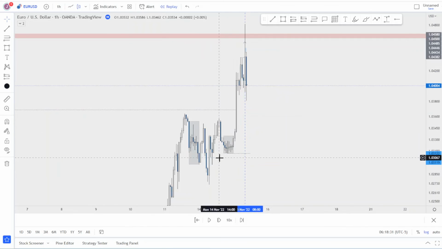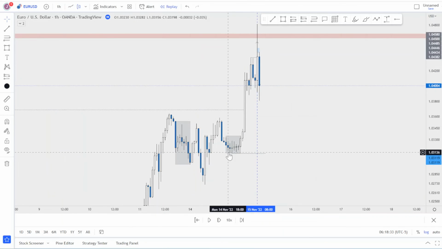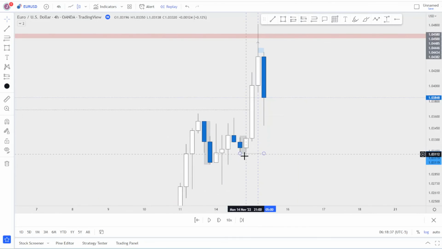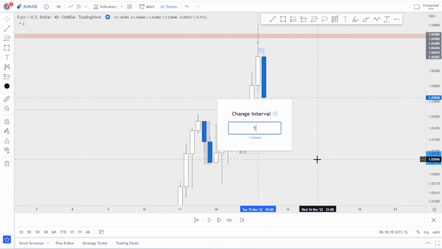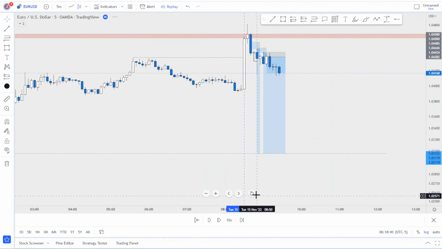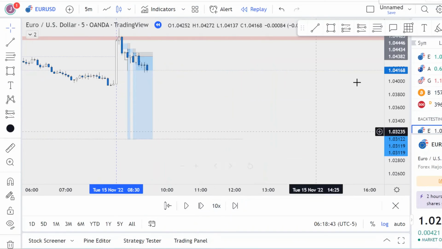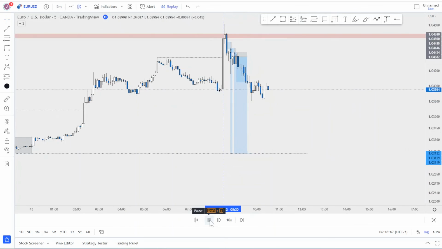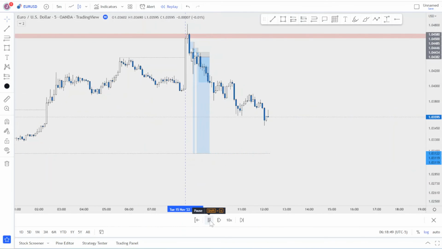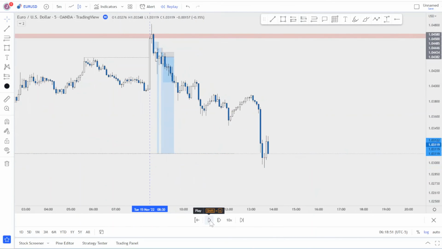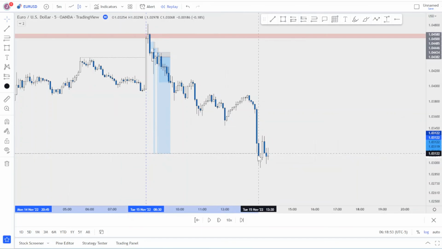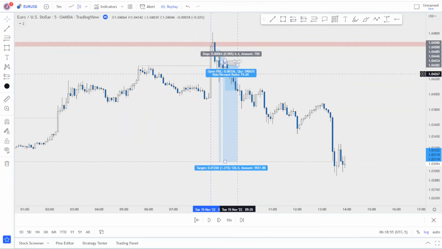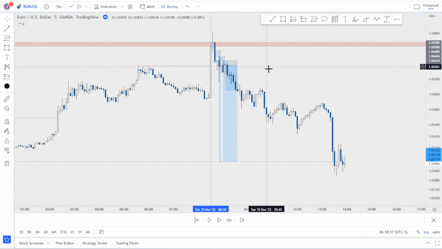If you look on the 1 hour, you can see there's the next liquidity pool, and then on the 4 hour as well, that's the low. So go back to a 5 minute time frame, and you'll see after the entries, price really just dropped, retraced a little bit, but overall it's just dropped. And there you have it, just a simple way to catch these trades.